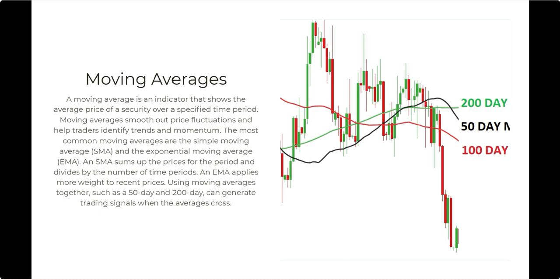Using moving averages together, such as a 50-day and 200-day, can generate trading signals when the averages cross. On the right side, the green line is the 200-day moving average, the 50-day is the black line, and the 100 is the red line. As you can see, when they cross, traders normally look at this as a signal that there's going to be a market shift. First the market was going a bit bullish, but then it made lower highs, then it just tanks and the market drops.